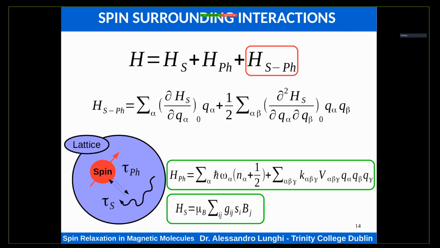We described the dynamics. So now next we can try to get some equations of motion for the spin embedded in the lattice.